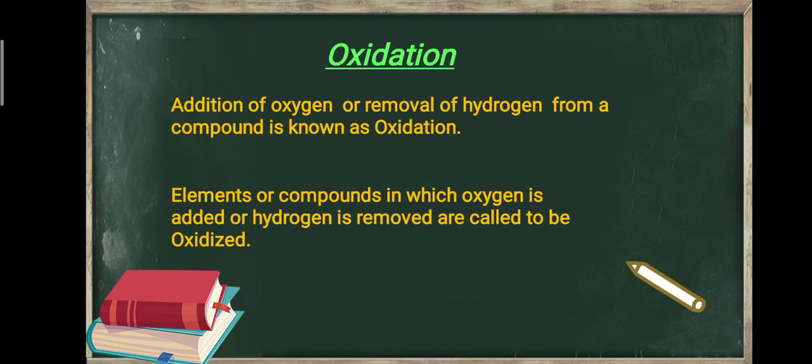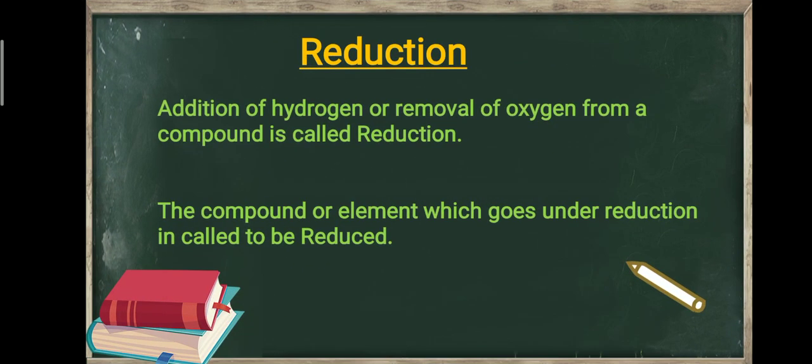Oxidation is basically the addition of oxygen or removal of hydrogen, and the element or compound in which oxygen is added or hydrogen is removed is said to be oxidized. The next is reduction. Reduction is basically the opposite of oxidation. In reduction there is addition of hydrogen and removal of oxygen from a compound, and the compound or element which undergoes reduction is said to be reduced.